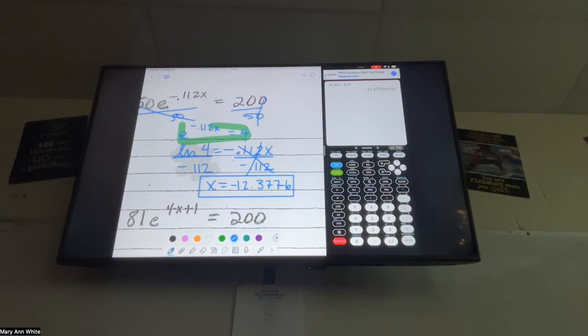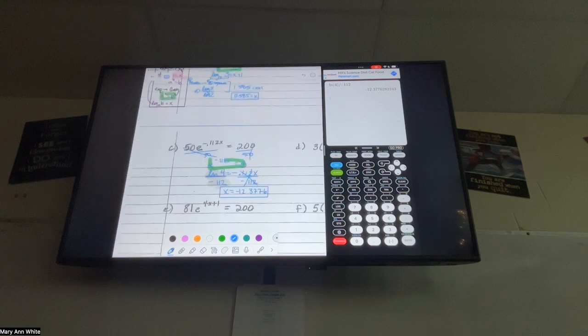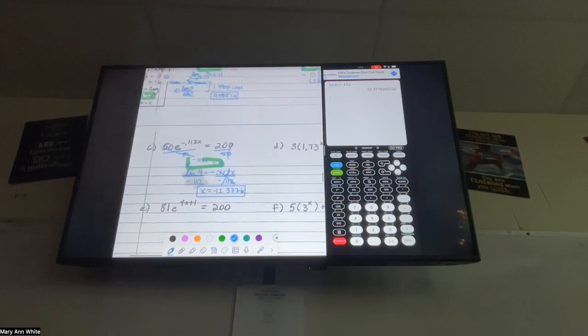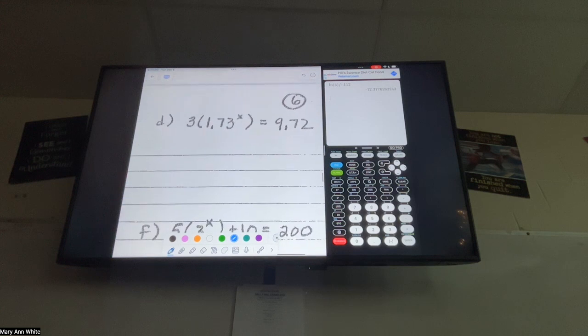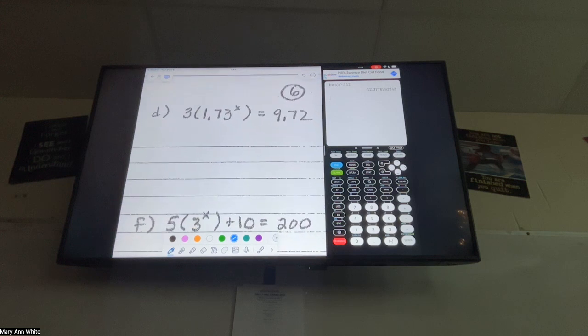You guys doing okay so far? Let's go to that next part. I've got 3 times 1.73 raised to the X equals 9.72. What do I do first? Divide by 3. So we get 1.73 raised to the X equals 3.24.